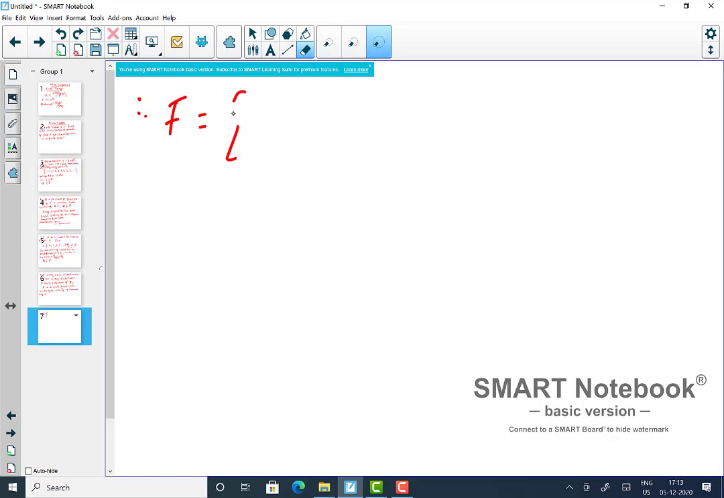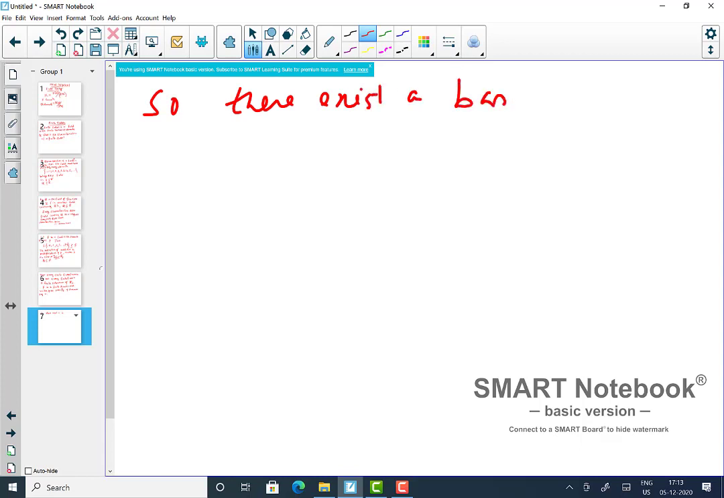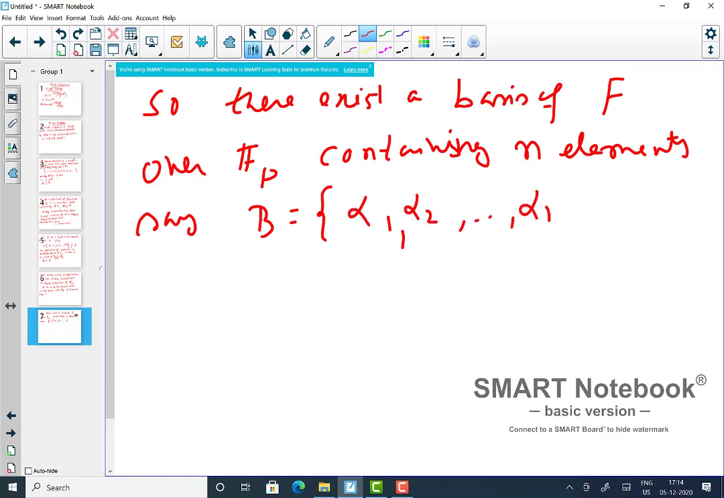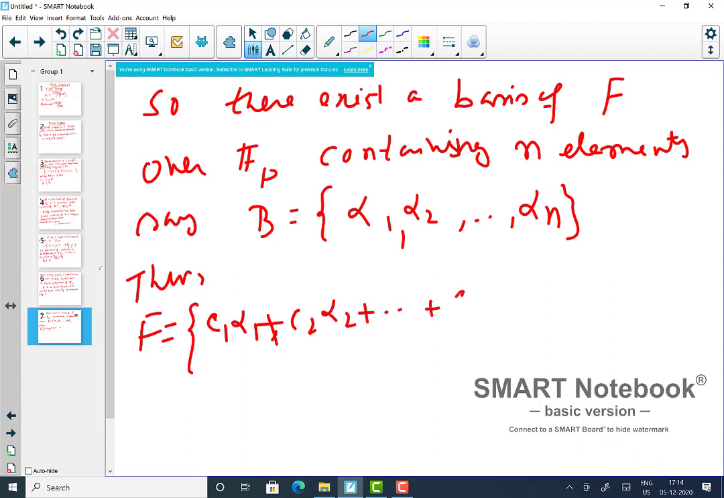So there exists a basis of F over F_P containing n elements, right? That is the meaning of dimension. Say this is my basis, alpha 1, alpha 2, whatever, just write it down. And thus you can write an element of F as a linear combination of these, some c1 alpha 1 plus c2 alpha 2 dot dot dot cn alpha n, where ci is an element of F_P, because this is over F_P, right?